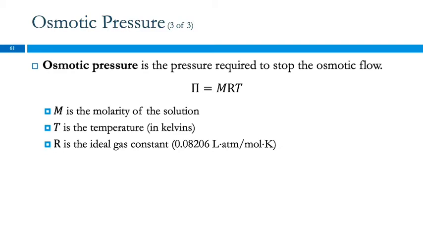So osmotic pressure is the pressure required to stop osmosis, and it is given the symbol capital pi. So this is a capital pi. Capital pi is equal to the molarity times the ideal gas constant times the temperature in kelvins. So that's a capital M, that's molarity, as opposed to the other ones which were molality. The temperature has to be in kelvins, and we've got our familiar ideal gas constant, 0.08206 liter atmospheres per mole Kelvin.